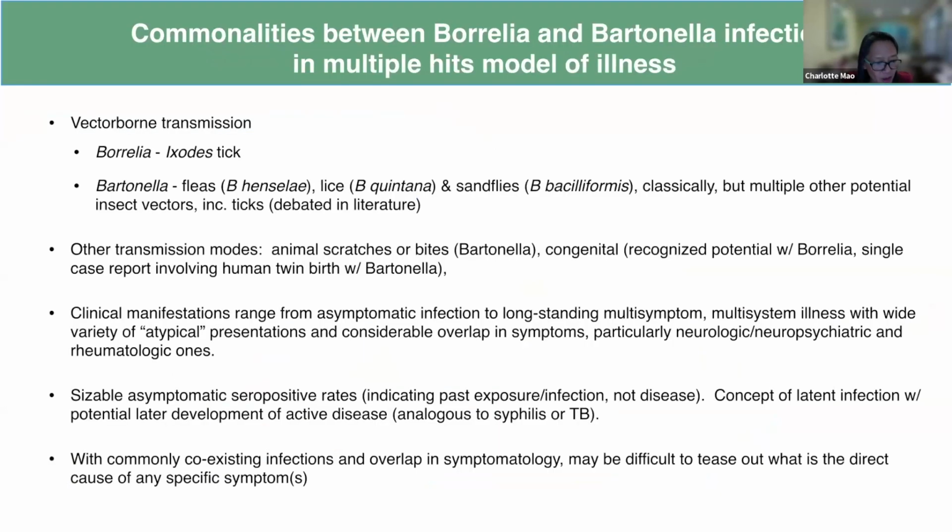So turning the corner now to borreliosis and Bartonellosis, I first want to touch on some commonalities between these two infections and how in complex chronic illness, they are commonly part of a multiple hits model of disease, as you might call it. They're both vector-borne infections with more insect vectors recognized for Bartonella and Ixodes ticks being the vector recognized for Borrelia. But I want to note that there are other potential transmission modes.